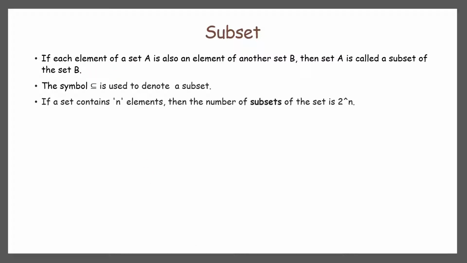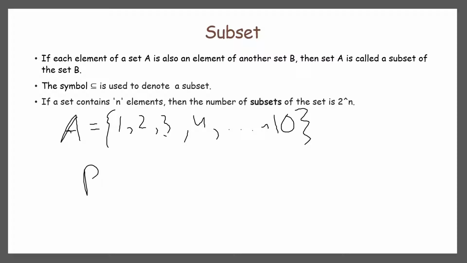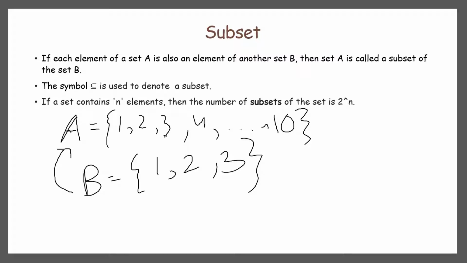It means that if we have a set A, 1, 2, 3, 4 up to 10, and I have another set B and it contains 1, 2 and 3, just 3 elements. In set A there are 10 elements, but in set B there are only 3 elements. So you can see that all the elements of set B are present in set A: 1, 2, 3.